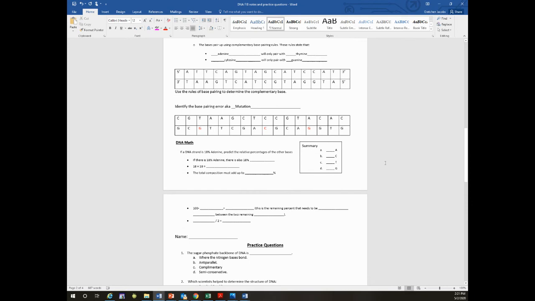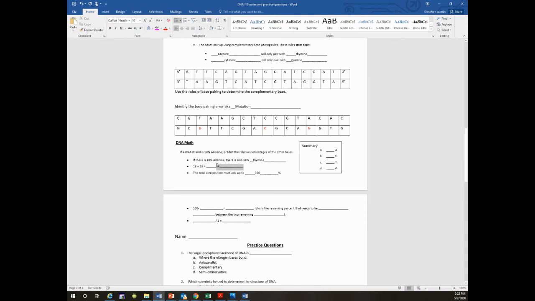This is a little thing, DNA math, so you can kind of analyze the content of DNA. If a DNA strand is 18% adenine, predict the relative percentages of the other bases. So, okay, if 18% of the molecule is adenine, then we know that it's going to equally pair with thymine. So there's also 18% thymine. 18 plus 18 gives us 36. And we know that if we're taking a percentage of something, the total percentage has to be 100%.